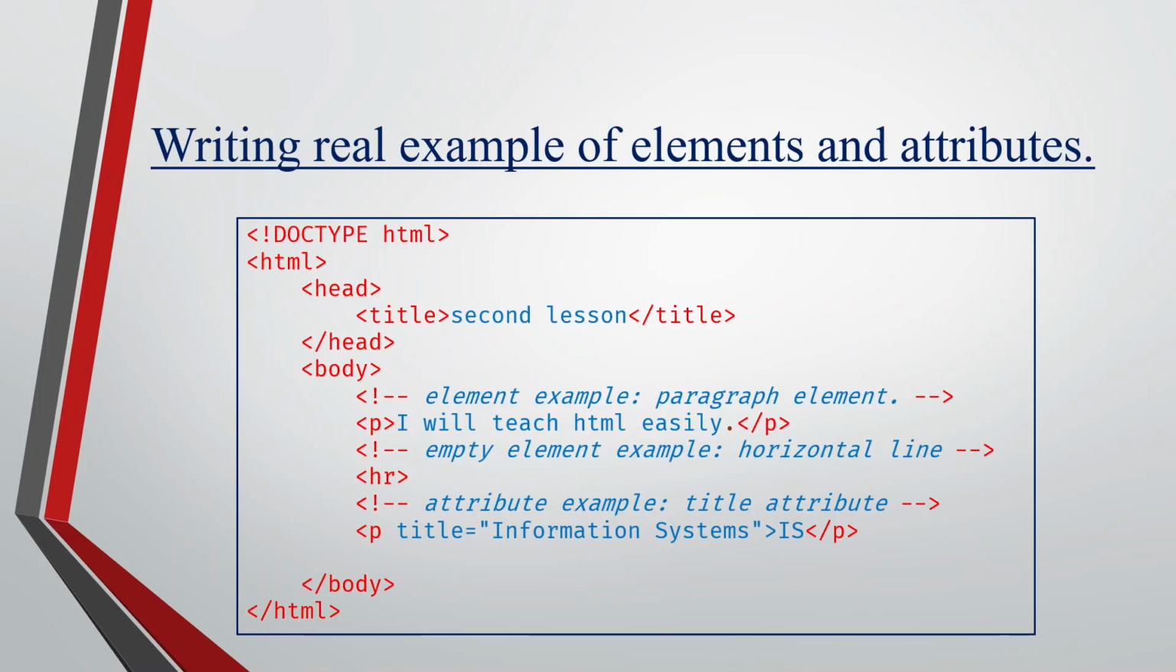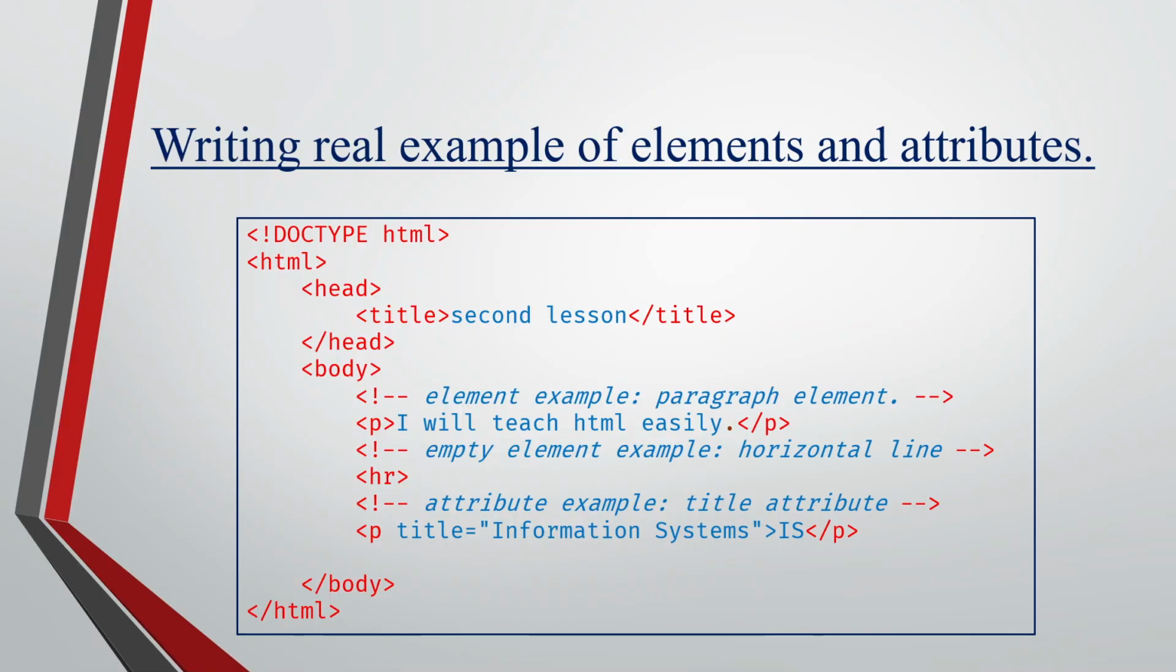So right now we have an example of an HTML document that shows an element example, an empty element example, and an attribute example. I want to write this code in Visual Studio Code and practice. You can also use Notepad for practicing this code, but right now I prefer Visual Studio Code.